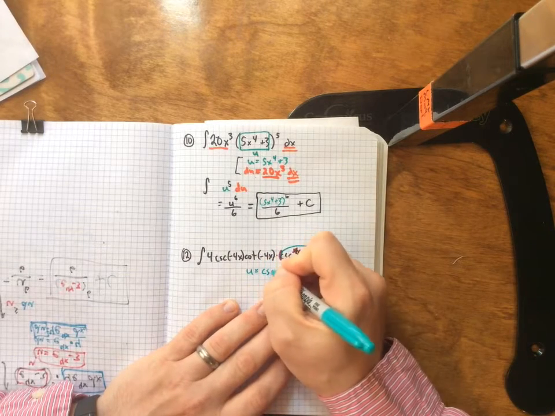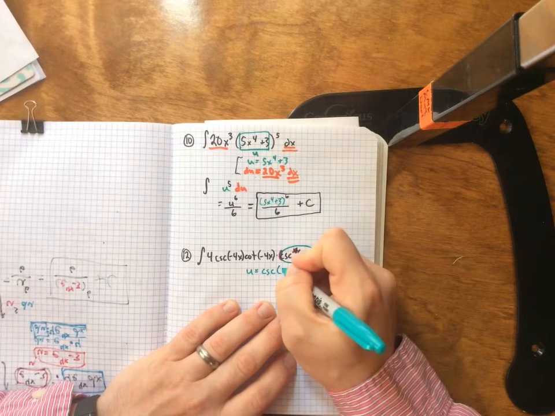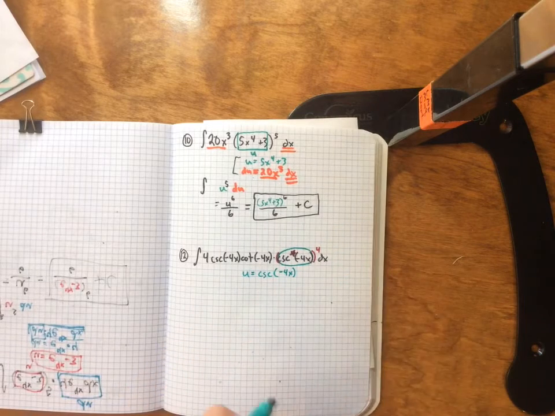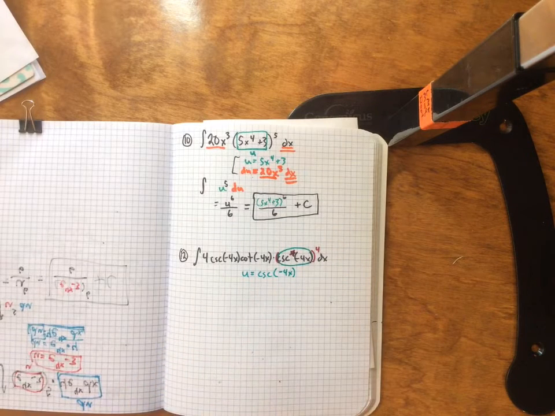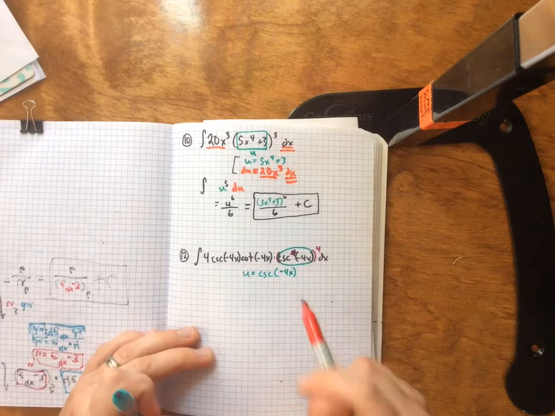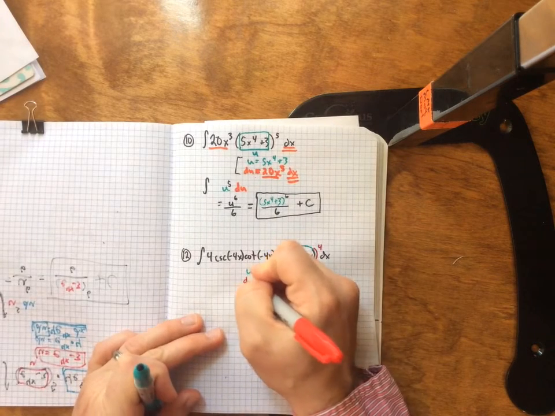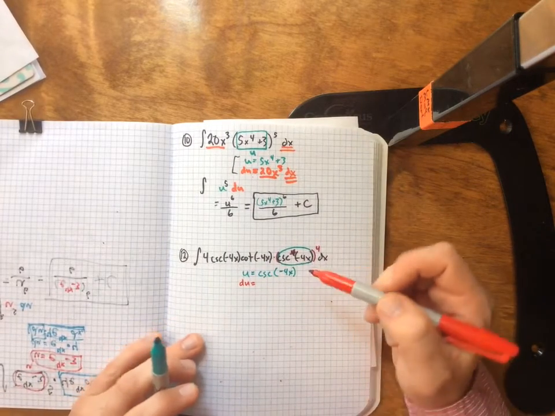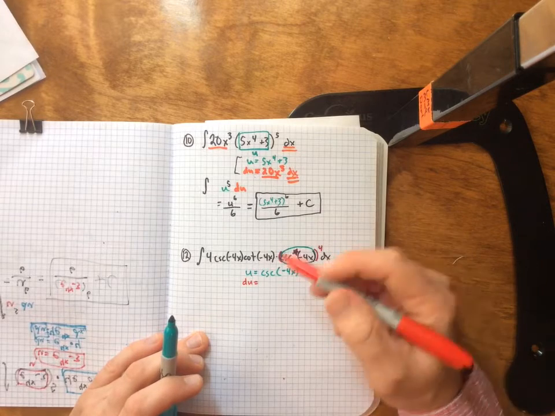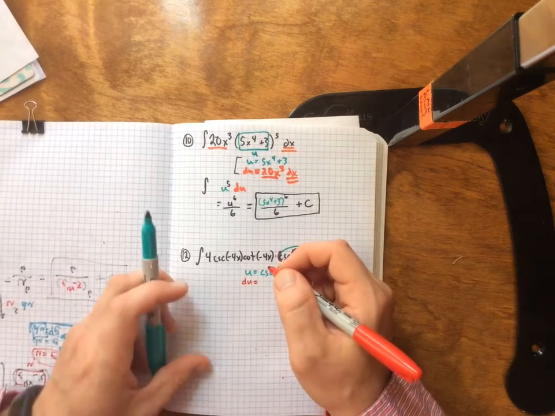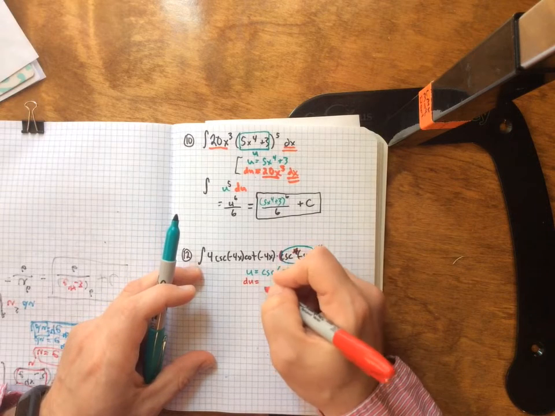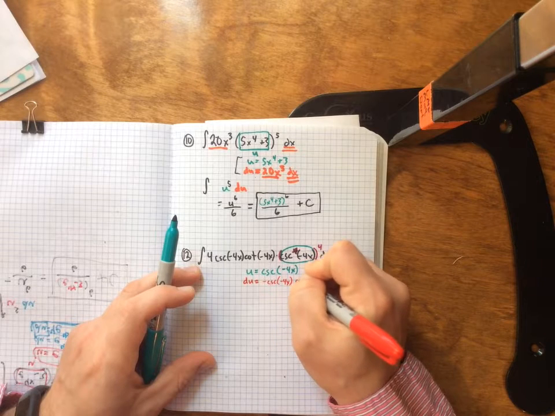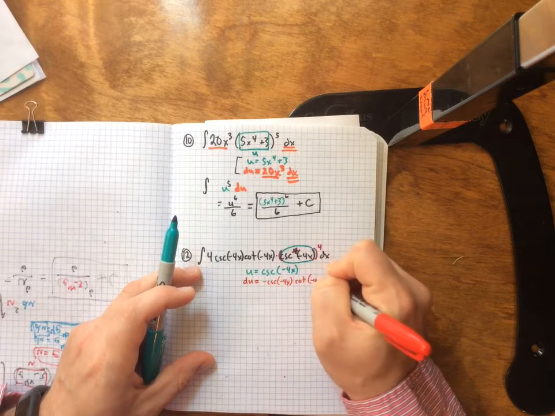And believe it or not, that was the hardest part of the problem, picking u. Because after that, we're going to see that some cool things happen. Once I pick cosecant of negative 4x to be u, the du is a chain rule. I'm going to start with the outside. The derivative of cosecant, which I had on that chart a second ago, is negative cosecant of negative 4x times cotangent of negative 4x.